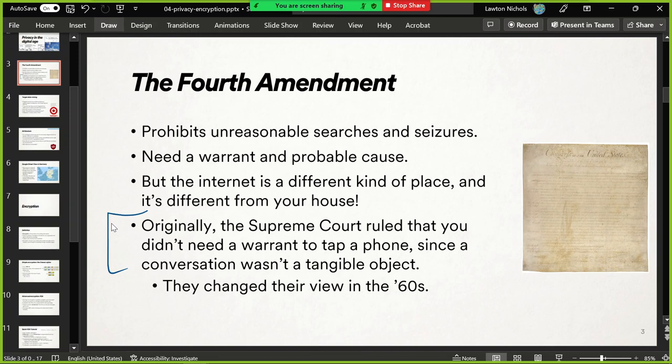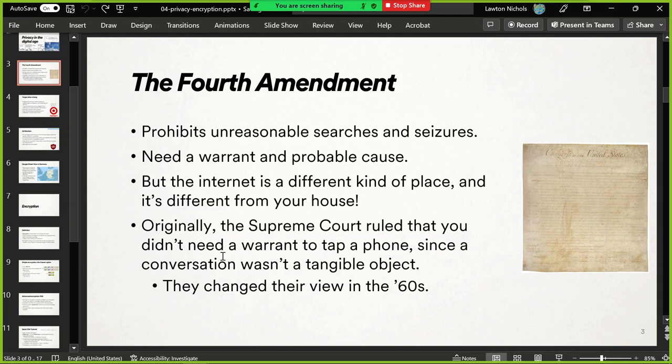Okay? And so that was kind of foreshadowing to maybe future issues. But luckily, they changed their view. They changed their mind. They're allowed to do that in the 60s. And they're like, all right, you do need a warrant to tap a phone because now everybody has one and they assume some amount of privacy. Okay? So that's quite nice.